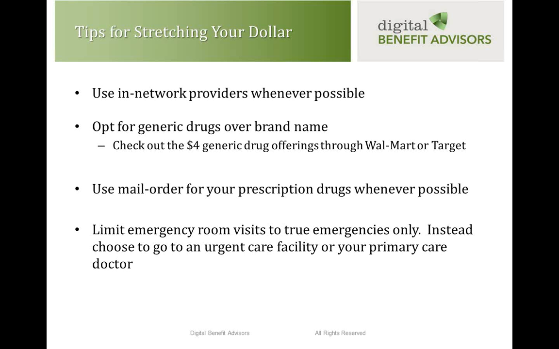Okay, some tips for stretching your dollar. Use in-network providers whenever possible. Opt for generic drugs over brand name. There are $4 generic drug offerings through Walmart, Target, CVS, Walgreens. They all have $4 drug listings, so you can get your medication for less than the $10 generic, and it doesn't even run through your insurance. You just go pay $4. There's a lot of antibiotics, just simple antibiotics that they have on those lists.